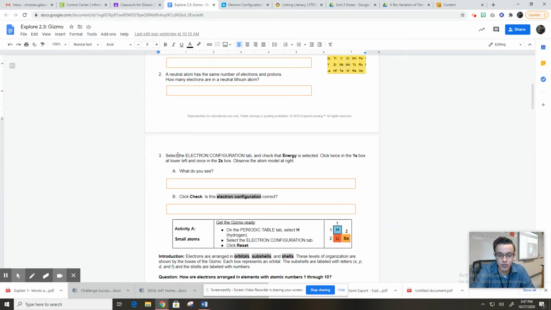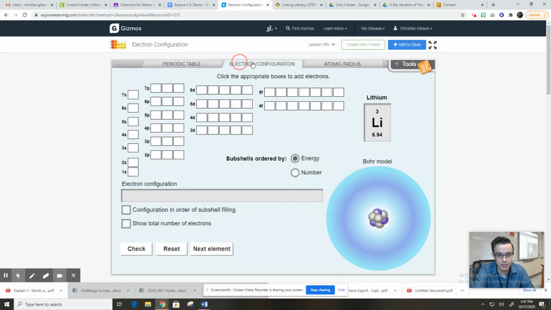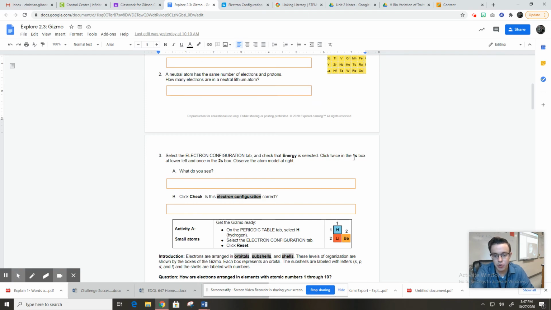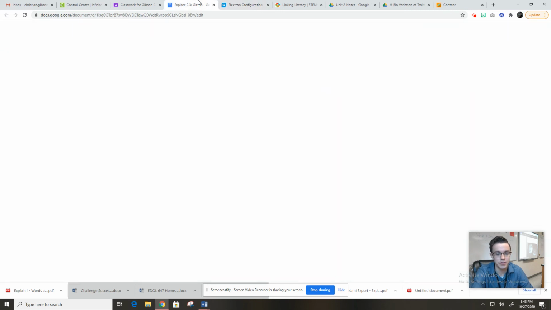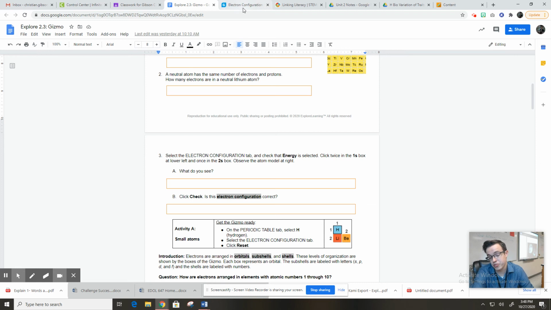It says select the electron configuration tab and check that energy is selected. Do that real fast. Energy is selected, so here's energy. It says click twice in the 1s box at the lower left and once in the 2s box, and then observe the model at the right. So here we go. We're going to click twice here. That adds 2 electrons. And then we're going to click once here, and that adds the third. So here we have an atom. Here's the nucleus. It has 3 protons, 4 neutrons, and it has 3 electrons orbiting the nucleus. It says, what do you see? Well, you're just going to write down what you see.